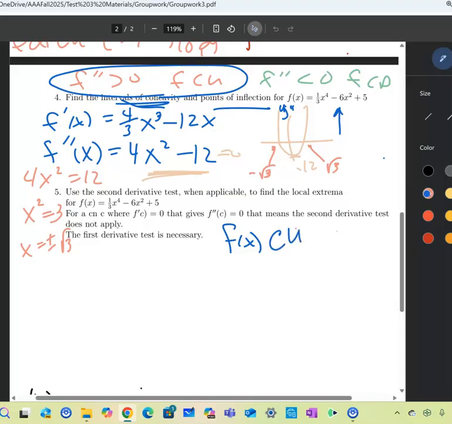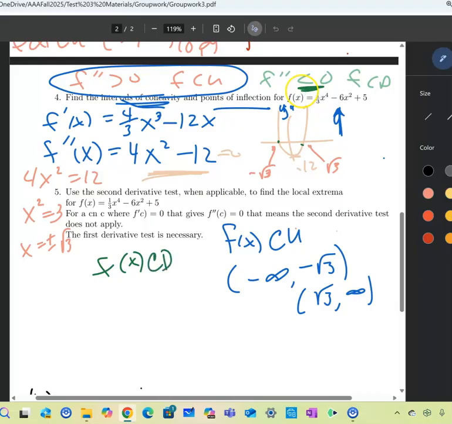f of x is concave up from negative infinity to negative root 3, and then from root 3 to infinity, because that's where the y values on the second derivative are above the x-axis. Now let's look at where the second derivative is less than 0. That's between these two. If the second derivative is less than 0, f is concave down, and that would be from negative root 3 to root 3.